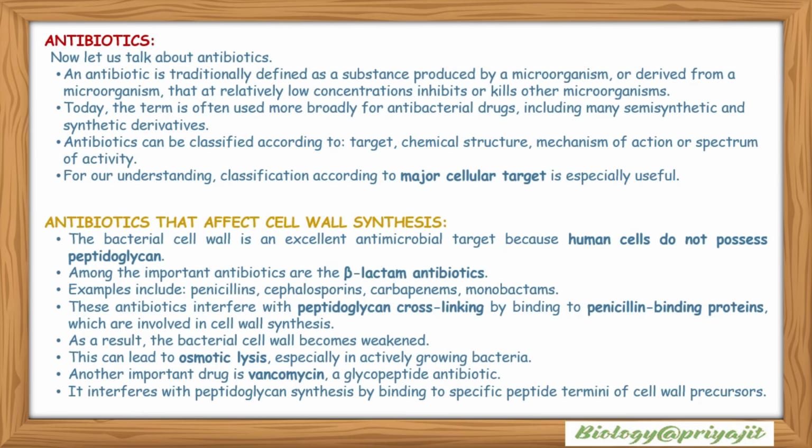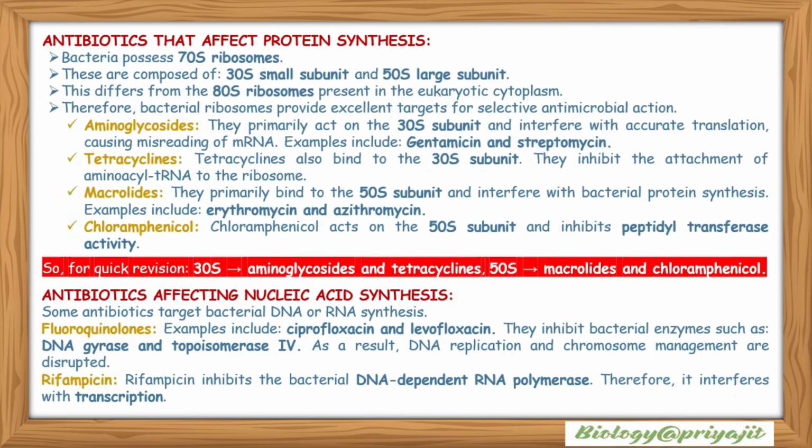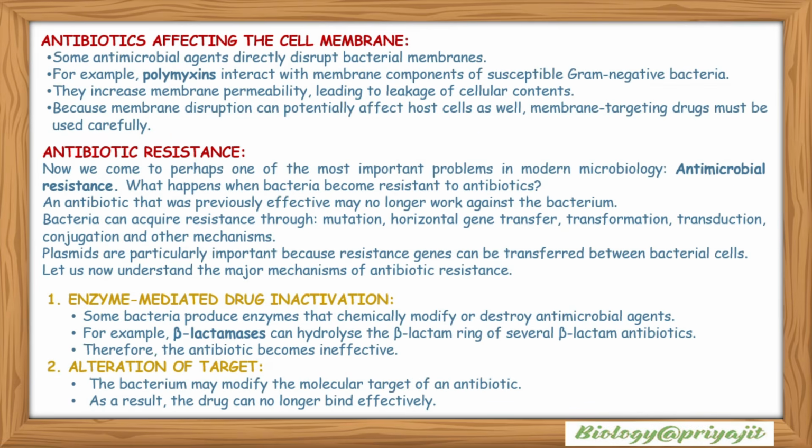These antibiotics interfere with peptidoglycan cross-linking. Antibiotics that affect protein synthesis include tetracycline, macrolides, chloramphenicol, aminoglycosides, etc. Antibiotics affecting nucleic acid synthesis include fluoroquinolone, rifamycin, etc. An antibiotic affecting the cell membrane is polymyxin B, which targets susceptible gram-negative bacteria.